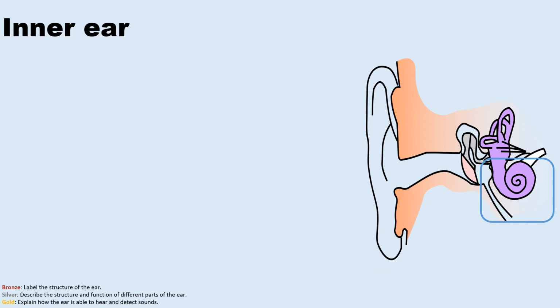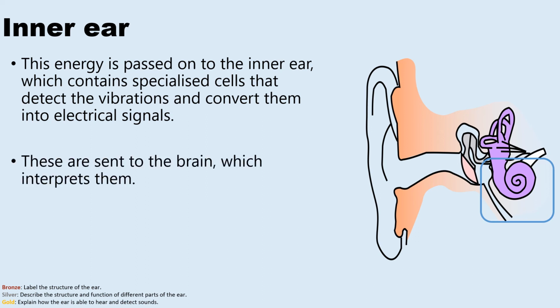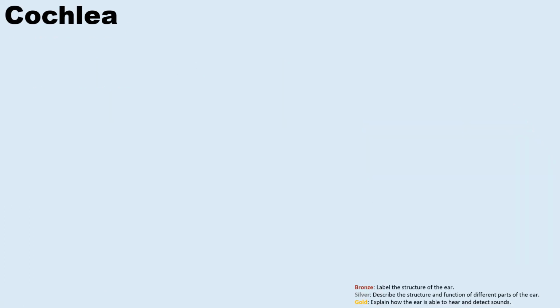So let's go on to the inner ear. So that is this bit here. The energy is passed on to the inner ear, which contains specialized cells that detect vibrations and convert them into electrical signals. These are then sent to the brain, which interprets them. So the cochlea is the main bit of the inner ear we're going to focus on. So this is actually an inside picture of one. So it has actually got little hairs in it.